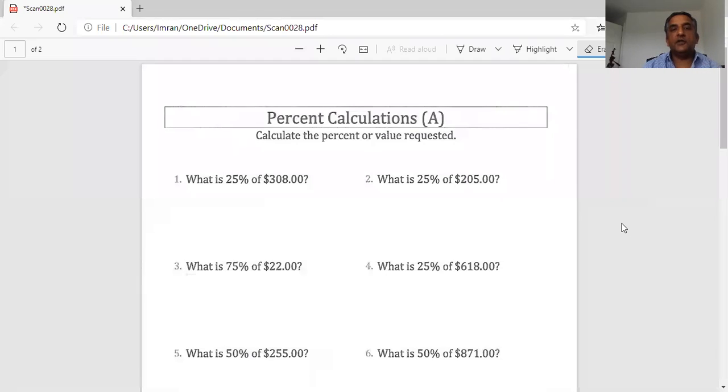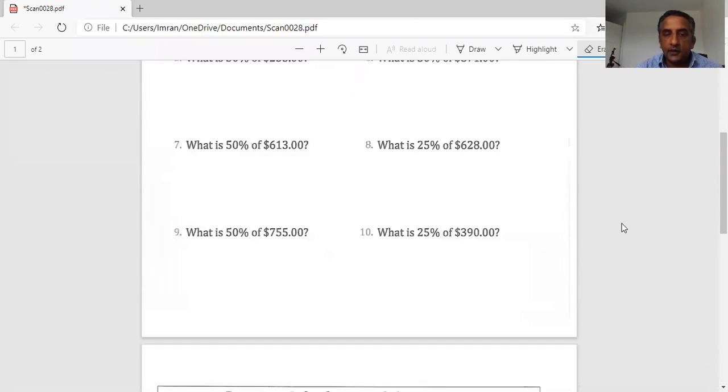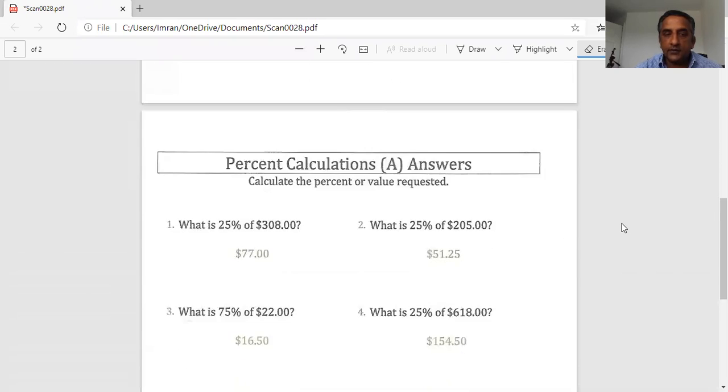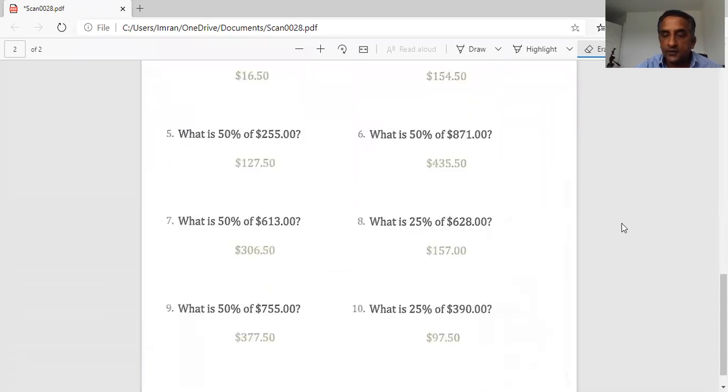Hi, in this video, I'm just going to show you how to do the percentage questions. Some of you who already know how to do them, I will recommend you can start doing them, and then you can tally your answers at the end, because at the end of this sheet I have given you the real answers, as you can see here. So you can work them out and tally your answers at the end.